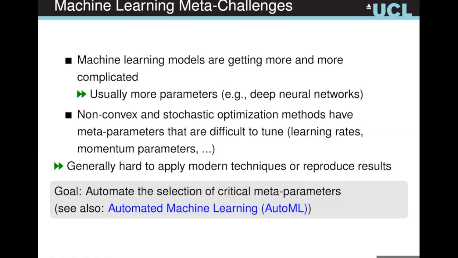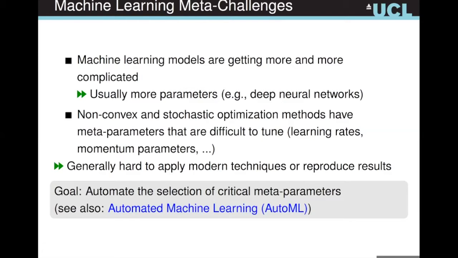Then we also look at optimization methods for these complicated machine learning models. The optimization problems we are looking at are typically non-convex. And because of mini-batching, we also use stochastic optimization methods. But all of these optimization methods also have parameters that need to be tuned. We call them meta parameters because they don't directly influence the machine learning model, but they influence the way we optimize the models. So if we look, for example, at learning rates or momentum parameters.